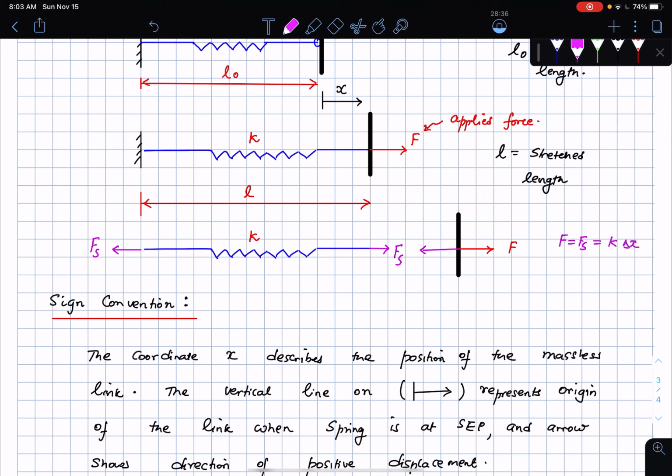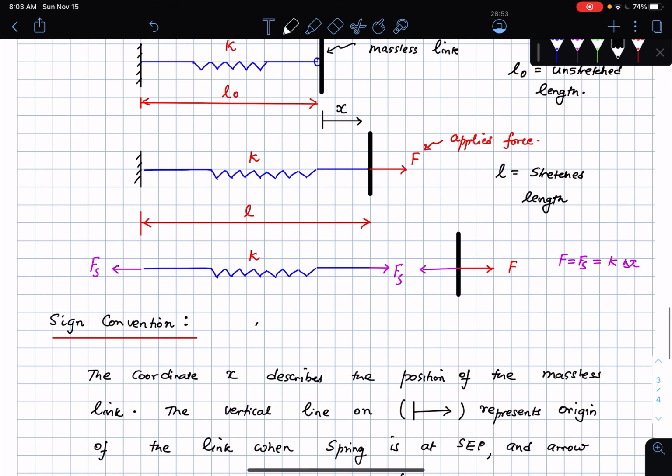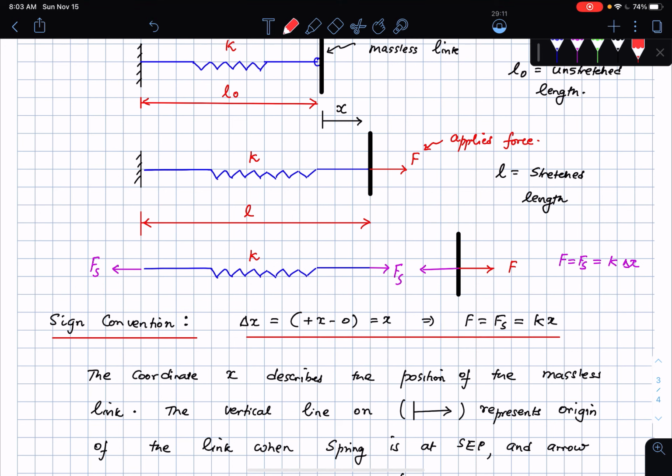K times delta x, and delta x is in this case going to be x minus 0, because one end of the link is pulled by a distance x, the other end is not pulled at all, it's attached to the wall. So I have delta x is x minus 0. Let me write this as delta x is going to be plus x minus 0, which is going to be x, which implies that F is equal to Fs is equal to K times x. So this is the sign convention that I'm talking about.